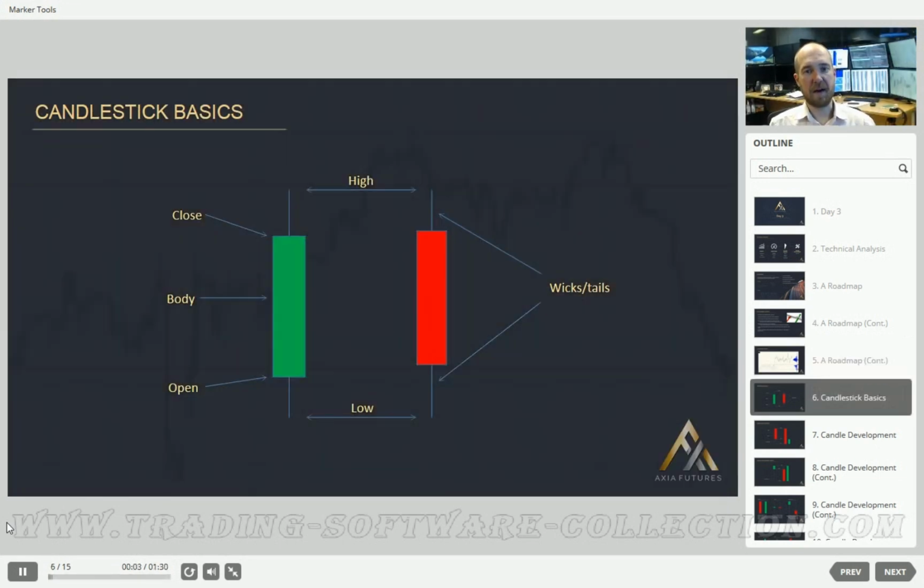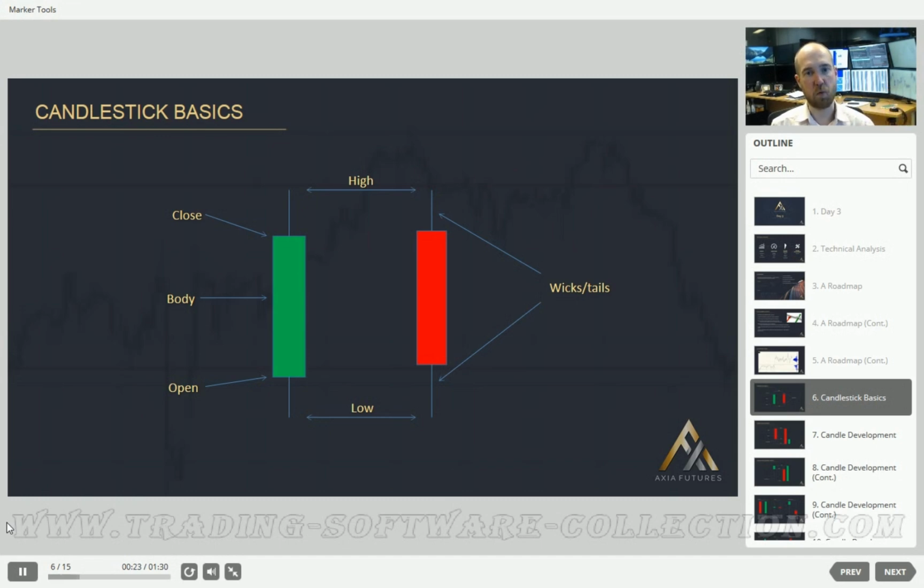Here we've got two basic candlesticks. These are the key things you need to know about a candlestick. The color is important. The color tells you whether the candle has moved up or down. So if you have a green candle, that means that the open of the body, the thicker part of the candle, is at the lower end, and the close is at the top of the body.